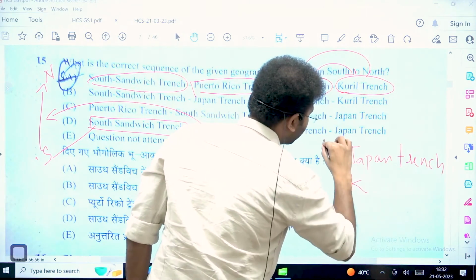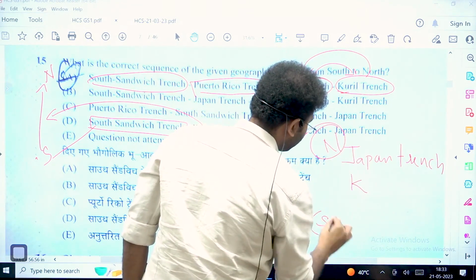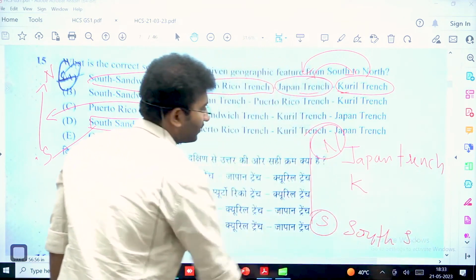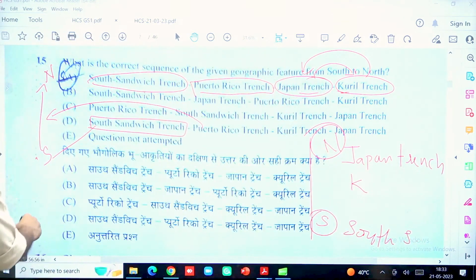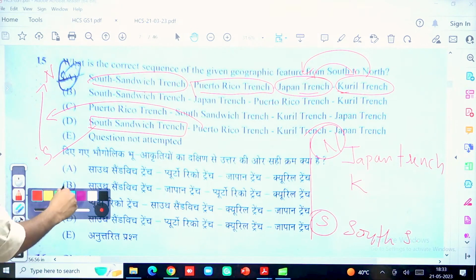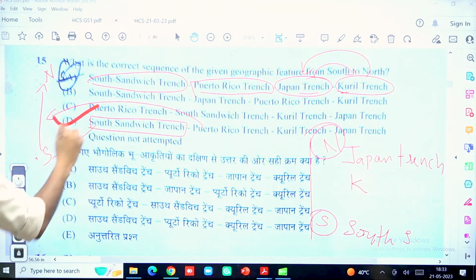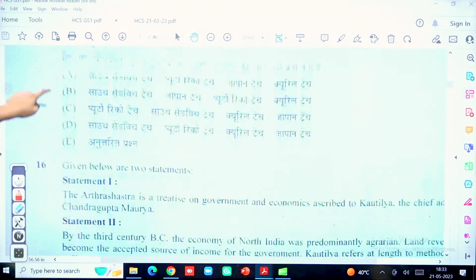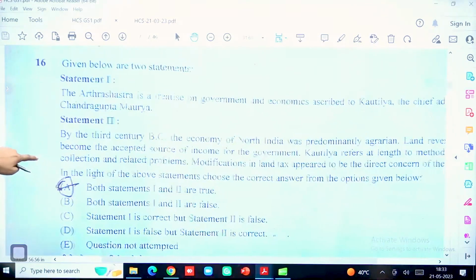Okay, the northeast-most is Japan and the southeast-most is the South Sandwich Trench. So in this order, the answer would be D. Okay, the answer is D. Right? Now let's go to our next question. Question number 16.